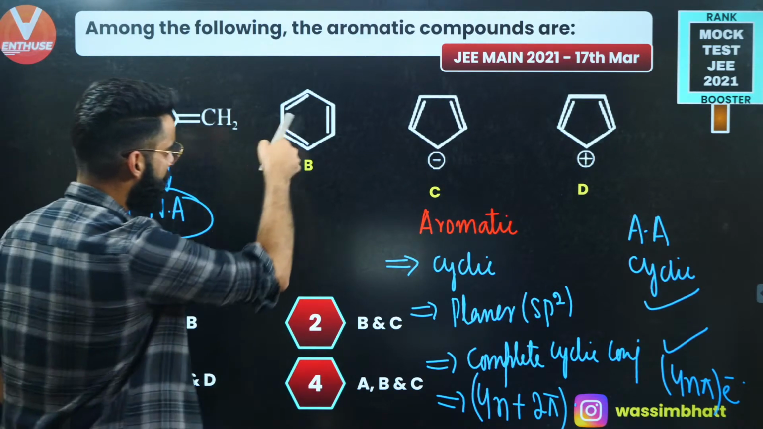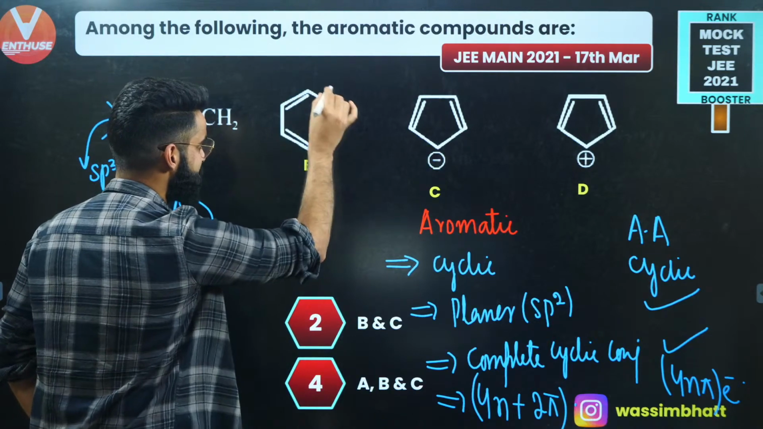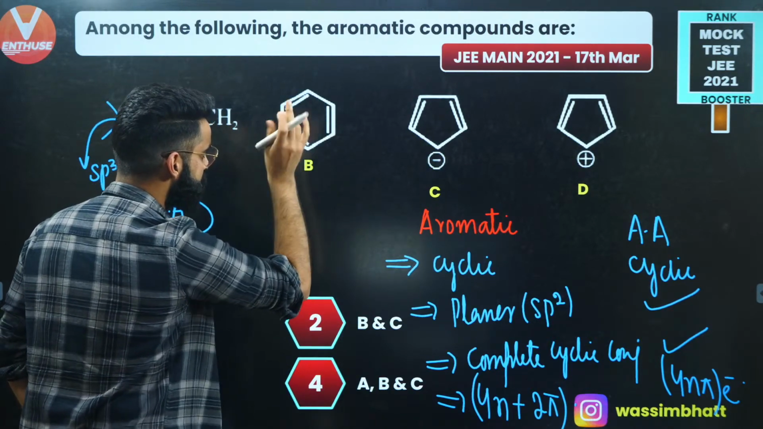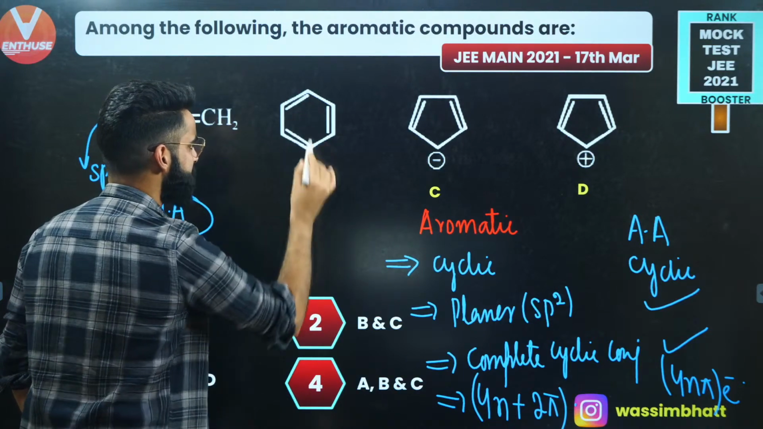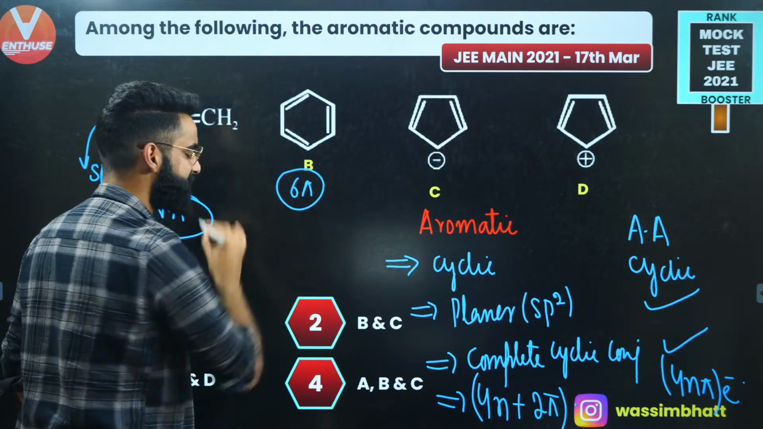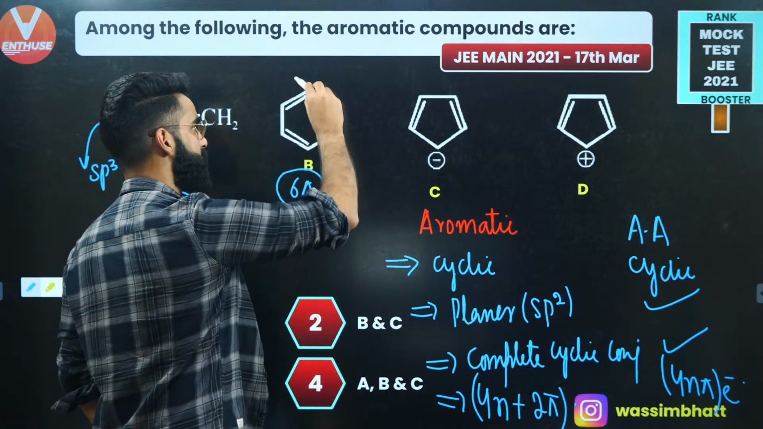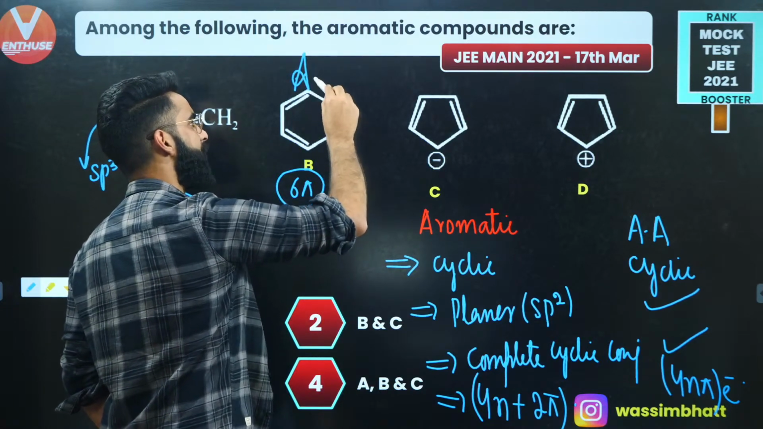Point number one. Now, if you look at this, first of all the molecule is cyclic. There is complete cyclic conjugation. Point number two, every carbon is sp2, right? And there are 2, 4, 6 pi electrons involved in the complete cyclic conjugation. So it follows Huckel's rule as well. So it is absolutely going to be aromatic, right?